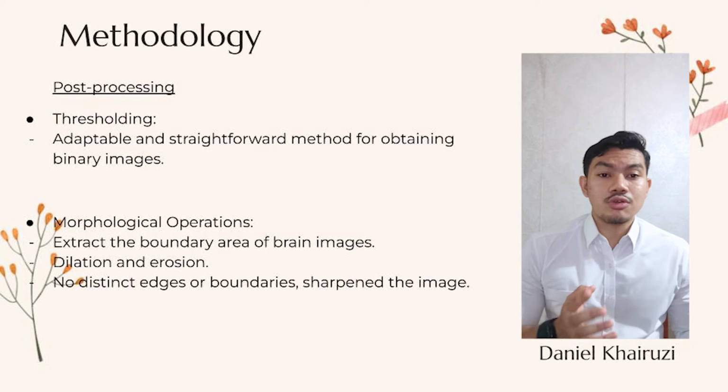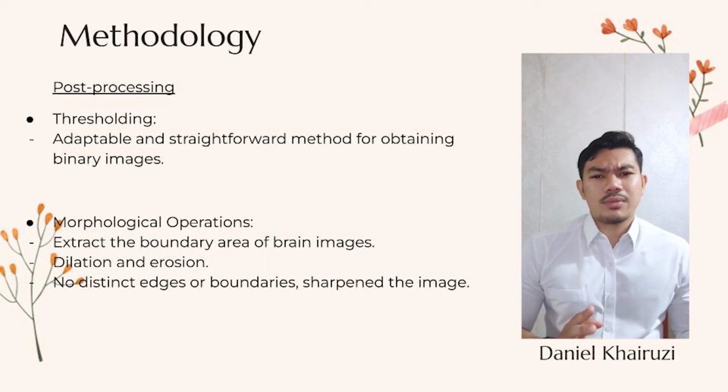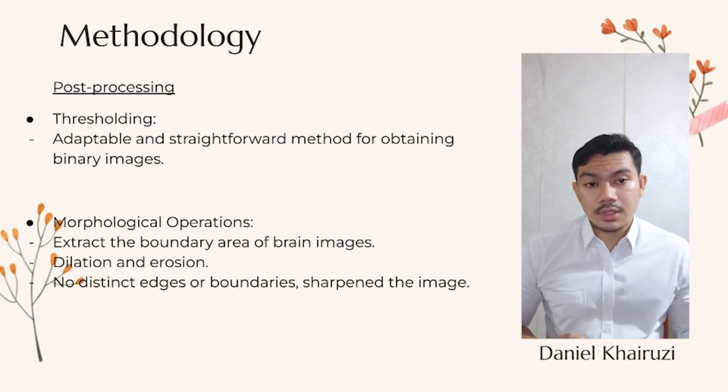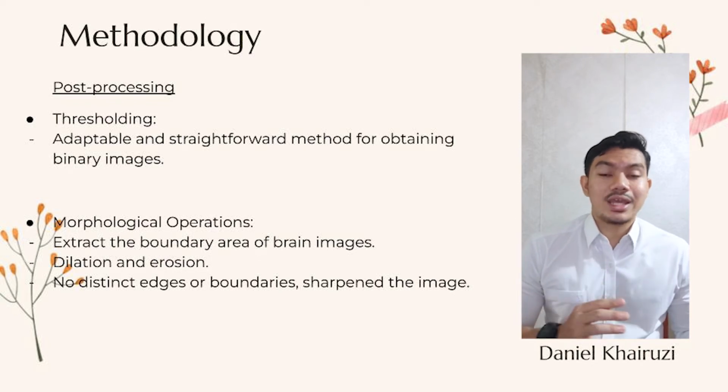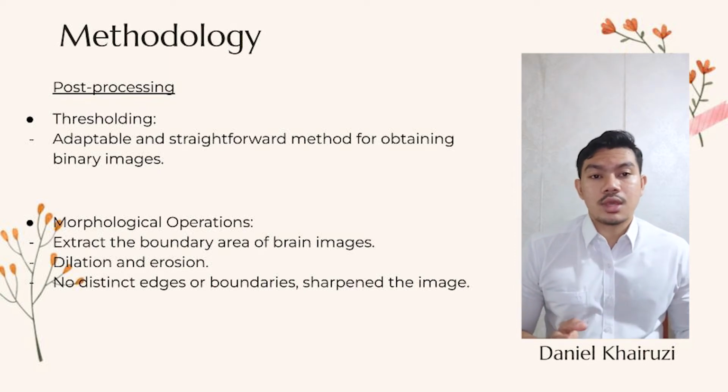Morphological operations are used to extract the boundary area of the brain image. Only binary images can be processed with it. The two most fundamental morphological operations are dilation and erosion. The tumor obtained has no distinct edges or boundaries, but it has been sharpened in the image.